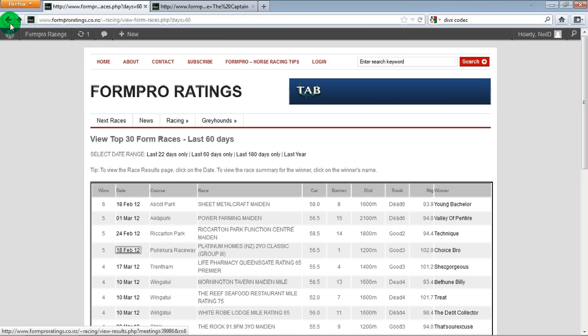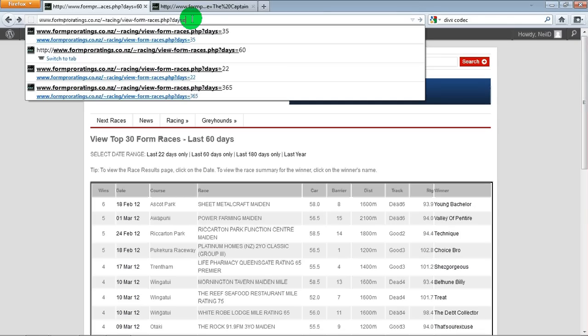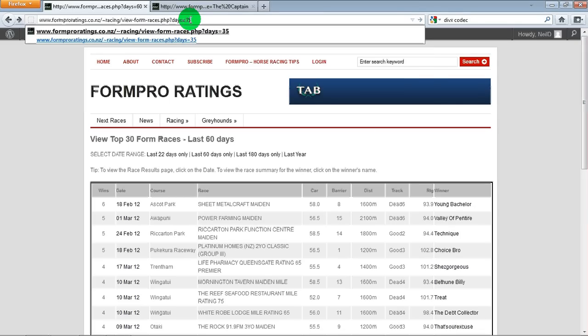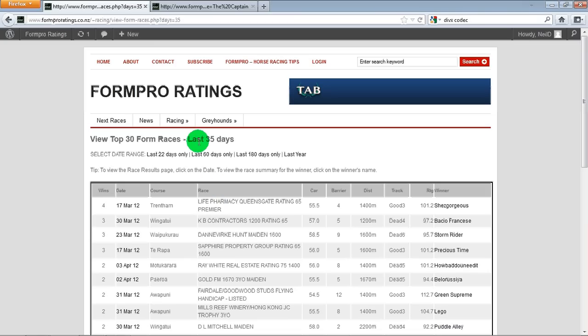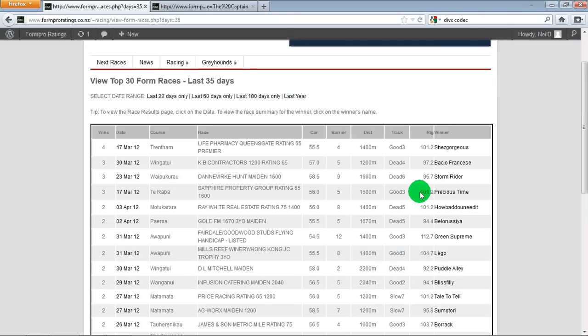through there. Okay. And if you want to change it to, say, the last 35 days instead of 60, just go up to there, click on there, backspace, 35, enter, and up comes the last 35 days. Okay, She's So Gorgeous, or She's Gorgeous, has four winners, the most winners coming out of that race. So you can fiddle around with that and get a lot of information out of it.